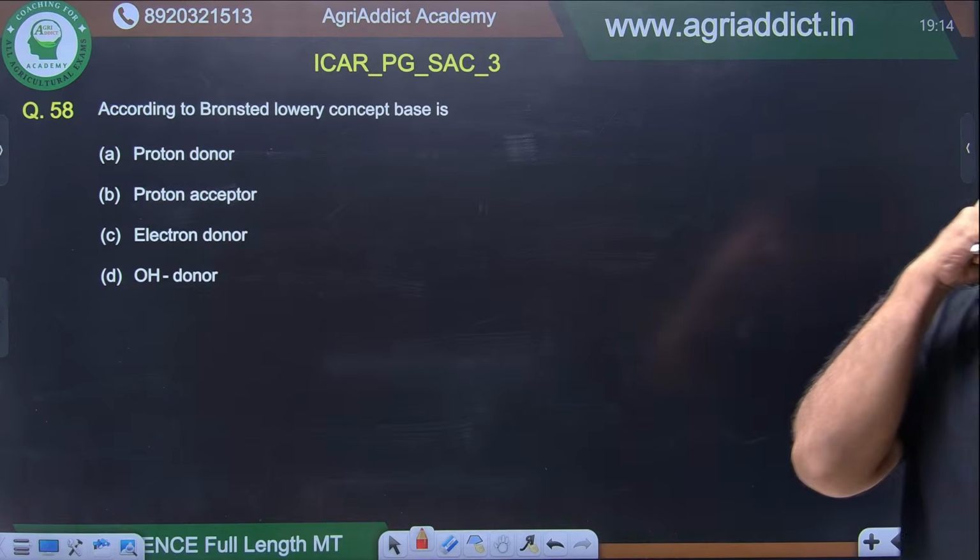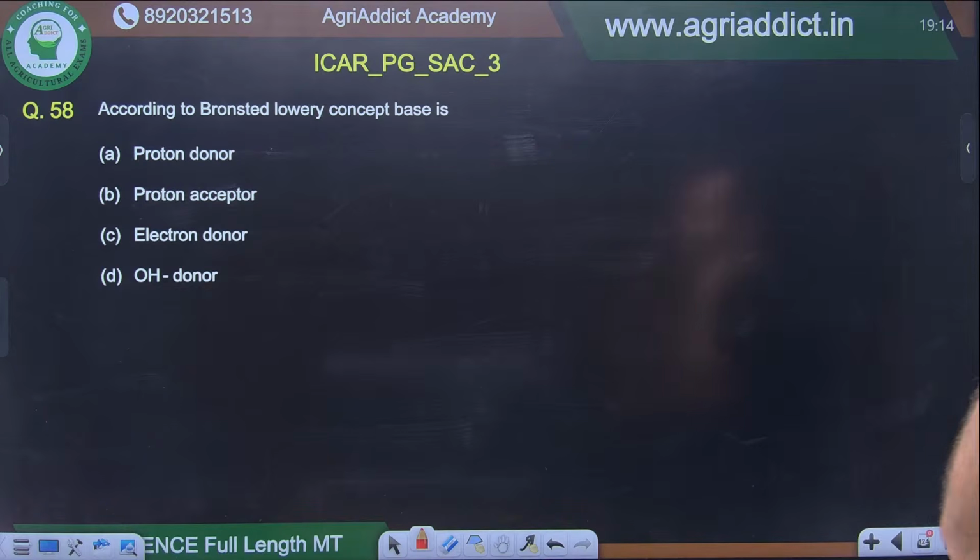According to Bronsted-Lowry concept, what is a base? Proton donor, proton acceptor, electron donor, OH minus donor. What do you think?